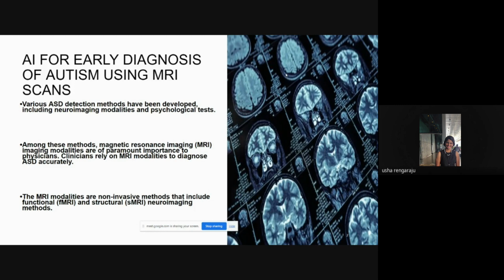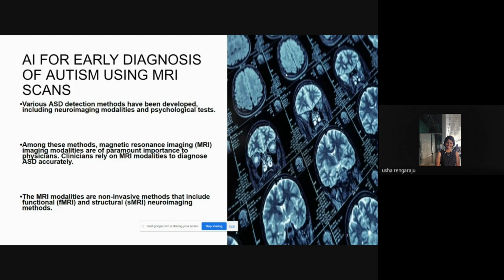fully develop. And so if you can diagnose autism a little early, then there are a lot of intervention techniques which can happen. And if a child can get early intervention techniques, then there's a higher probability that the child can be independent throughout their life. So that is why early detection of autism is very, very crucial.